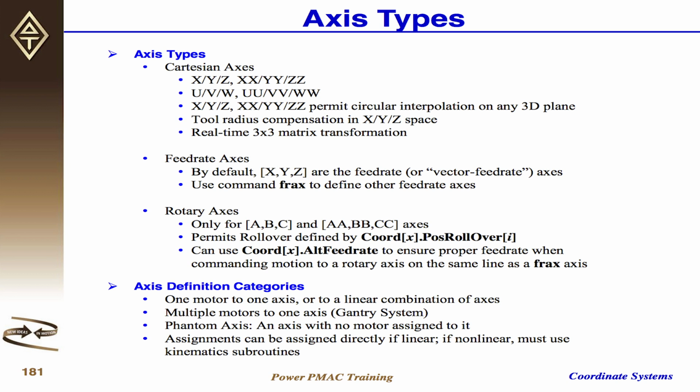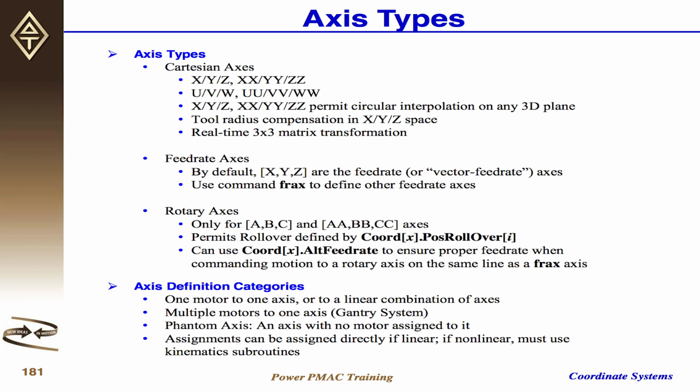Multiple motors can map to a combination of axes. Say motor 1 and motor 2 are at 45-degree angles offset from your X and Y axes. You'll see in a second, but motor 1 is a combination of X and Y, and motor 2 is also X and Y.